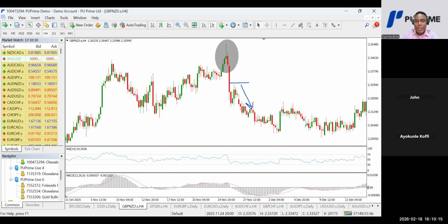All right, so this is GBP NZD, and we can see a shooting star circled up there. You can see it in the circle. Let me remove the circle. This is the shooting star, and next to it is a confirmation candle, which is a red candle. In this case, the shooting star is still a green candle, but the confirmation is red.